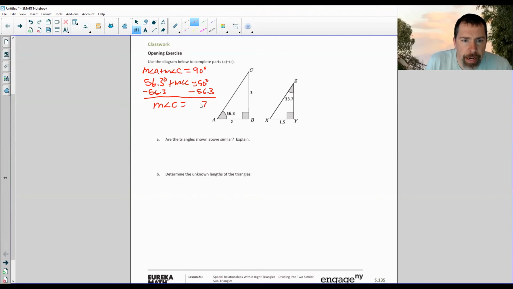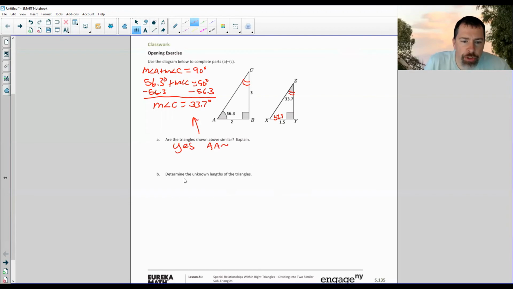The measure of angle C is 33.7 degrees, and so is this angle. So X has to be 56.3. So we have angle-angle similarity. I had to prove that I had two angles similar. So if this is 56.3 as well, then yes, by angle-angle similarity, my explanation's right there.